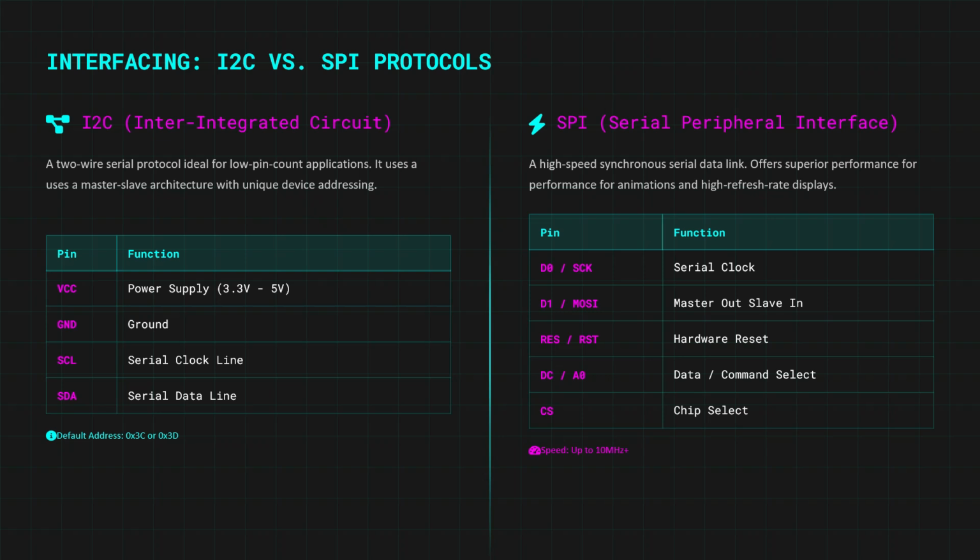The SPI protocol is a high-speed synchronous communication interface. SPI uses multiple lines including clock, data, chip select, and command control signals. Because SPI operates at much higher speeds, it is preferred for applications that require fast display updates or animations. Let's move to the next slide.